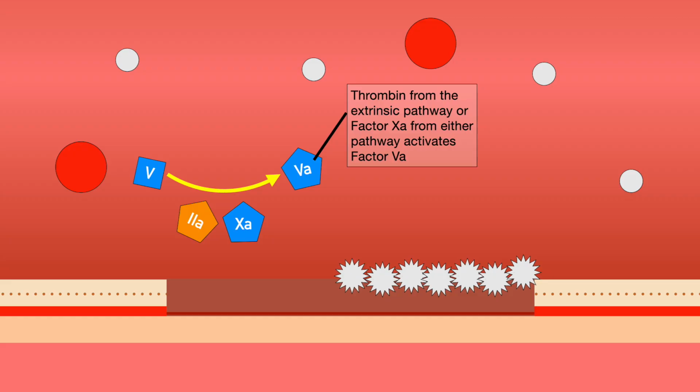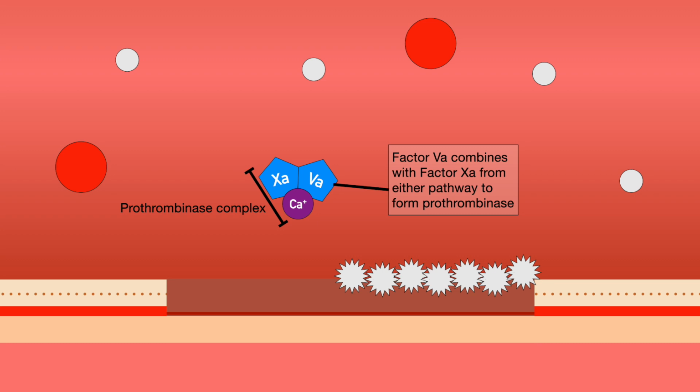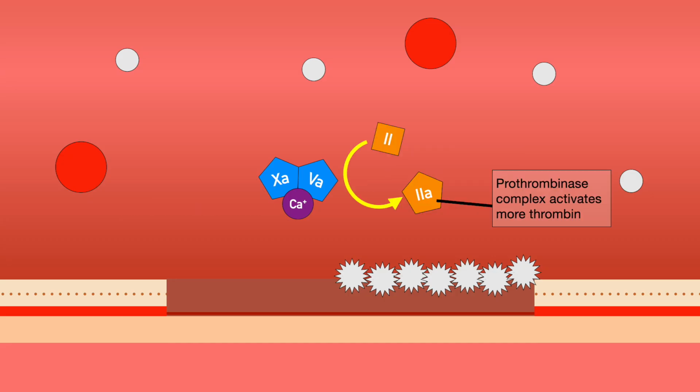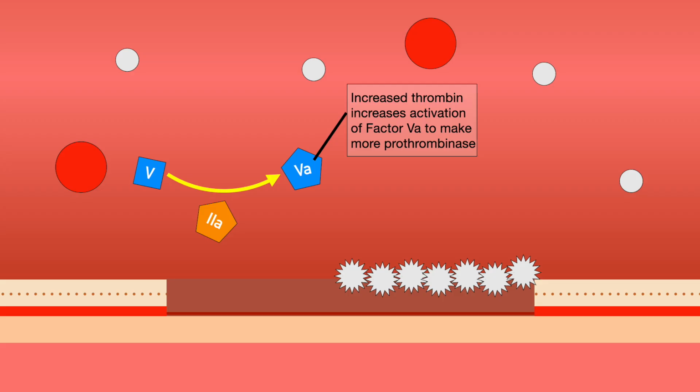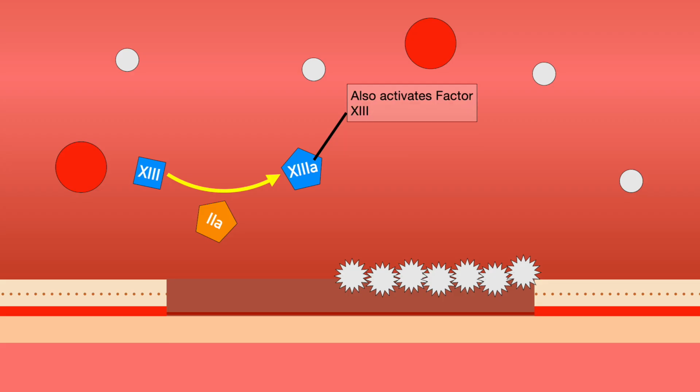The thrombin produced by the extrinsic pathway, or activated factor 10 from either pathway, can activate a small amount of factor 5. That activated factor 5 combines with the activated factor 10 from either pathway to form the prothrombinase complex. We saw this when we discussed the extrinsic pathway previously. From there, prothrombinase activates more thrombin. In turn, the activated thrombin activates more factor 5, thus making more prothrombinase. Thrombin can also activate factor 13, which we will come back to in a second.